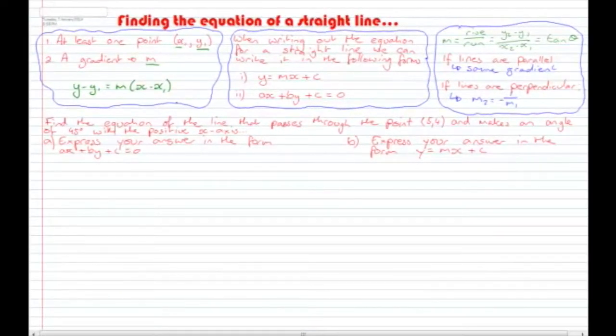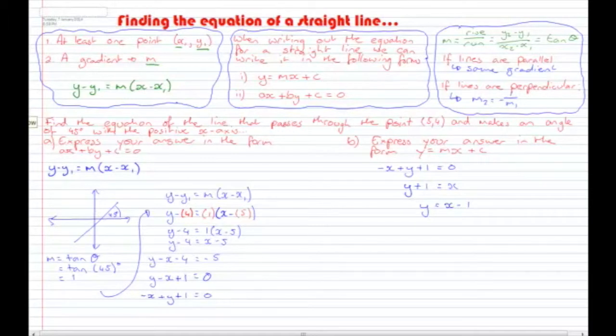Once again, press pause now and answer the following question. Alright, so first thing, let's go through and highlight all the key information. Find the equation of the line that passes through the point (5, 4) and makes an angle of 45 degrees with the positive x-axis. The important bits here are the point (5, 4) and that it makes an angle of 45 degrees with the positive x-axis.